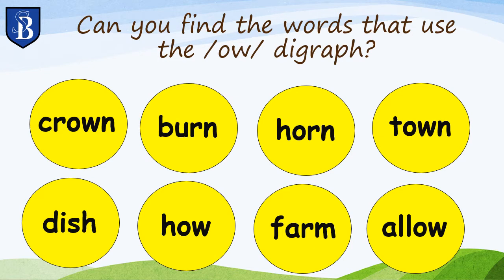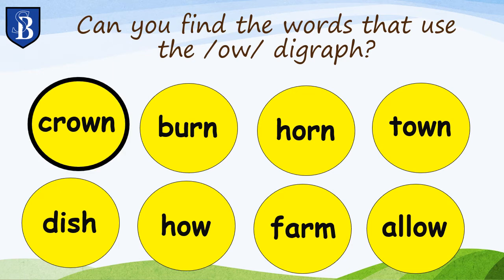Okay, now we're going to try to find the words that use the ow digraph written using an O and a W. Can you look at these circles? Inside each of them there is a word. Some of these words have the ow sound and the others don't. Which of these words do you think use the ow sound? Can you point to them now? You might want to pause this video and try writing some of them down. How many ow words can you find? Let's look at each circle together and see if the word has the ow digraph or not.